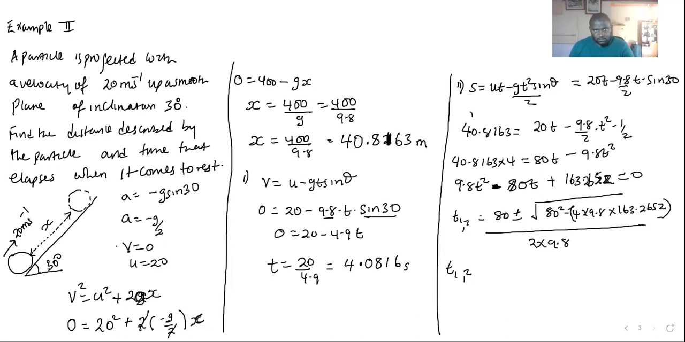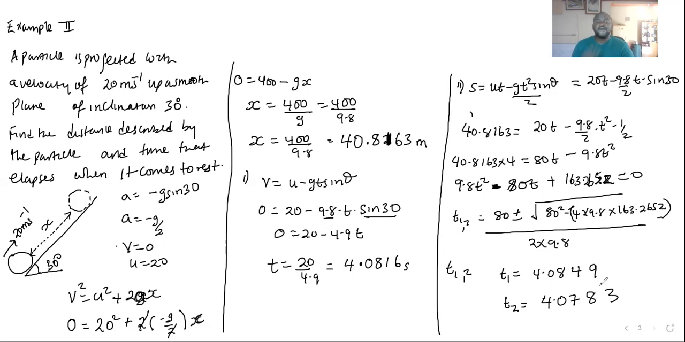The first one is 4.0849. Then the second one is 4.0783. Yeah? These are the answers.